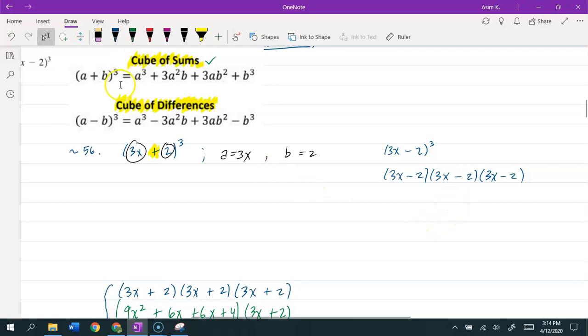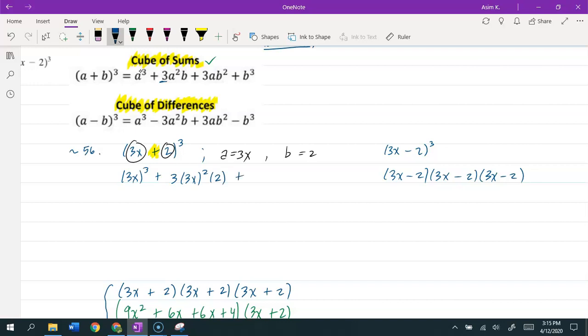The formula says that whenever you have something of the format a plus b cubed, here's what you do. The first thing that you do is you take the first term and you cube it. So what was the first term? That was the a term, and so 3x whole cubed. Then it says take the number 3, multiply by the first term squared, so 3x squared, and then multiply by b, that second term, so multiplied by 2.